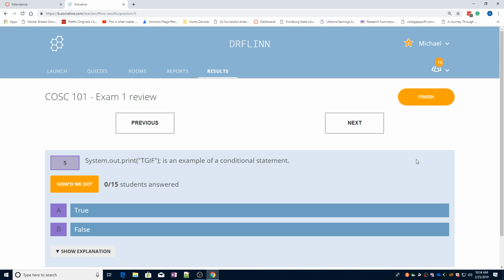System.out.println, TGIF is an example of a conditional statement, true or false. I'll give you 15 seconds to decide. 5, 4, 3, 2, 1, 0, and stop. All right, how'd we do? I'm hoping that everybody answered false. Whew. That is what type of a statement? It's not a conditional statement. Sequential statement. Absolutely, it's a sequential statement.